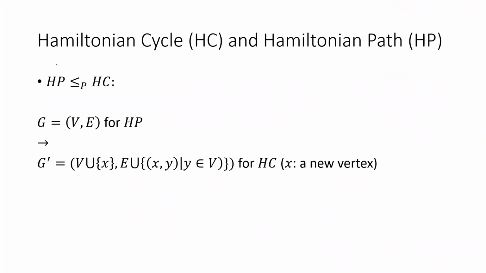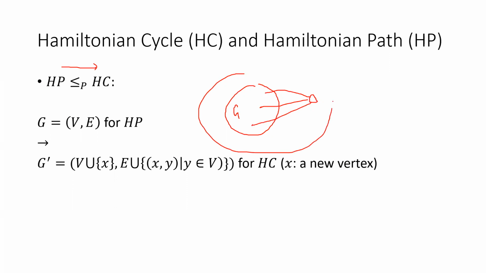We want to reduce HP to HC, and this is easier. If you have a graph G for HP, what you need to do is create one more vertex and connect this vertex to all the vertices inside G. This new graph G prime is for the HC. Now we have to prove that G has a HP if and only if G prime has a HC.